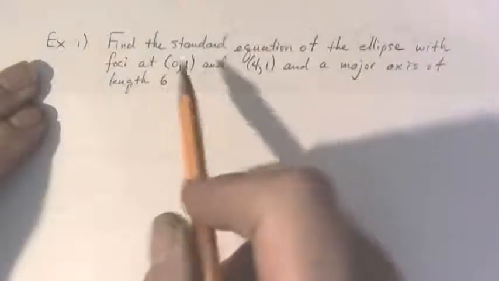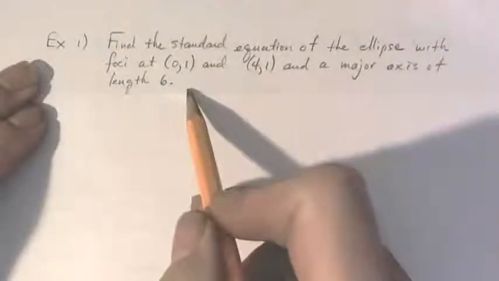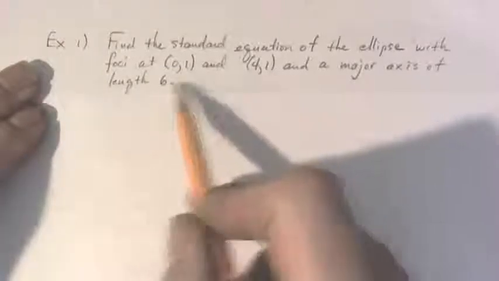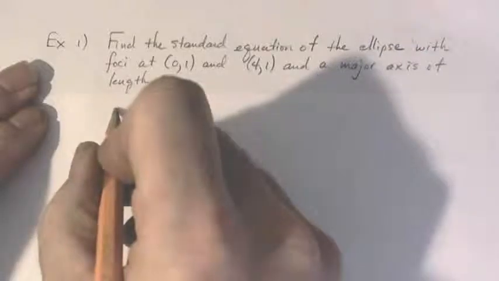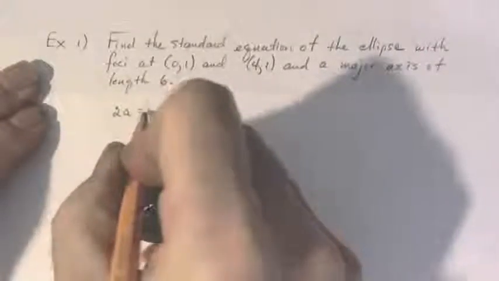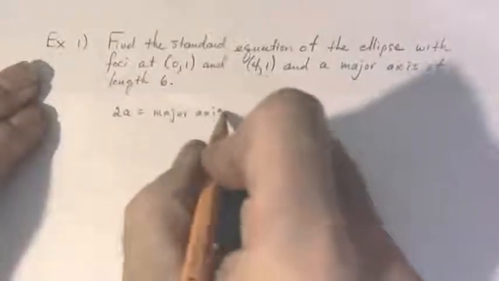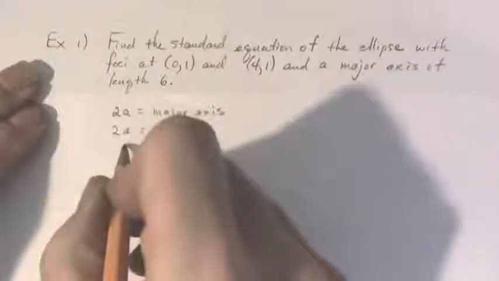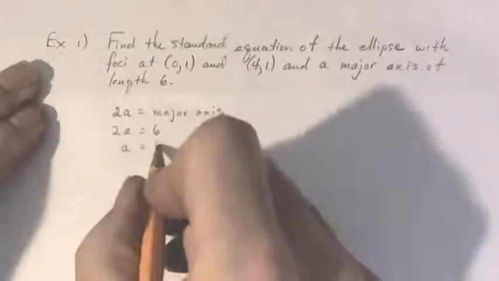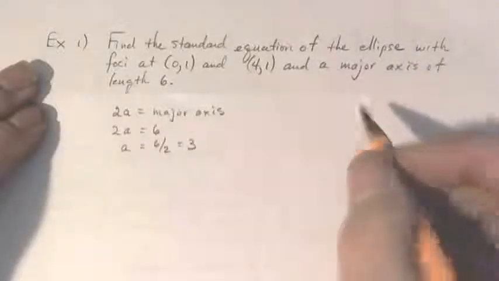In the first example, we're going to find the standard equation with the foci given and a major axis of length 6. Well, this major axis gives us our first piece of information because 2a is equal to the length of the major axis. So 2a is equal to 6. So a is equal to 6 over 2, which has a length of 3.